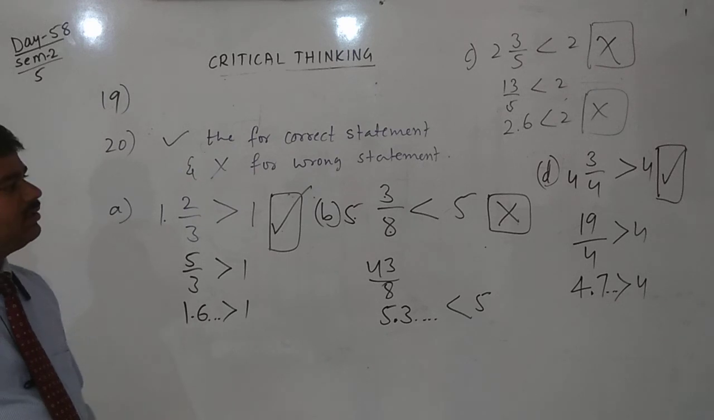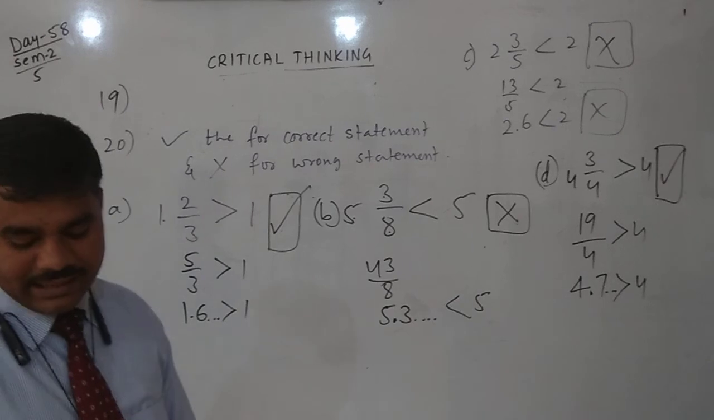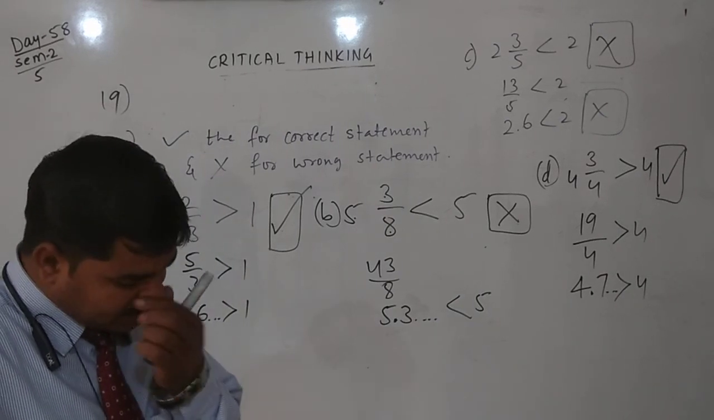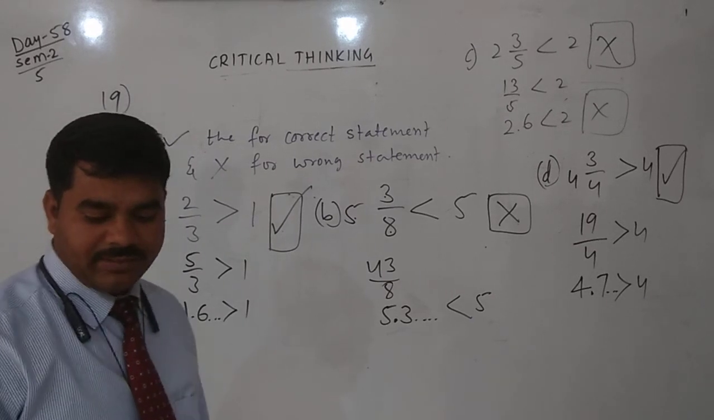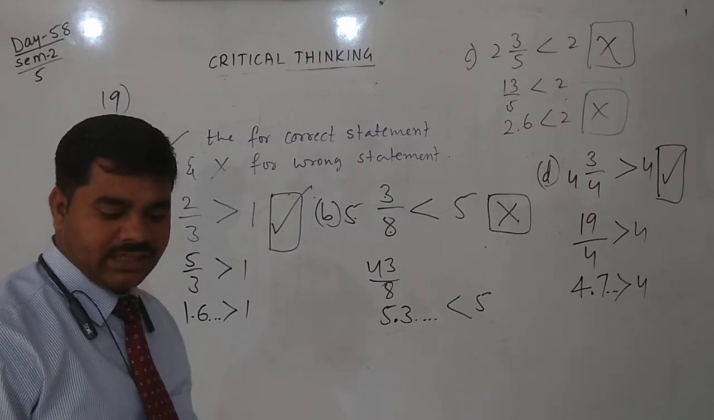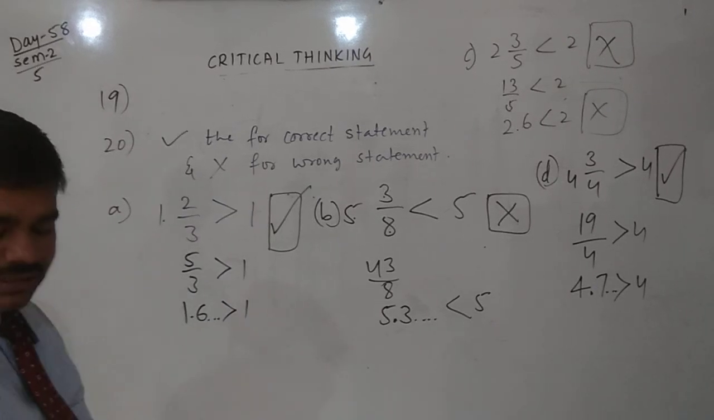In the box, numbers we cannot fill, but we can fill this sign. Yes, with this we finish our lesson. This is critical thinking and the whole syllabus of our 5th standard. Lesson number 1 to 27 we completed.